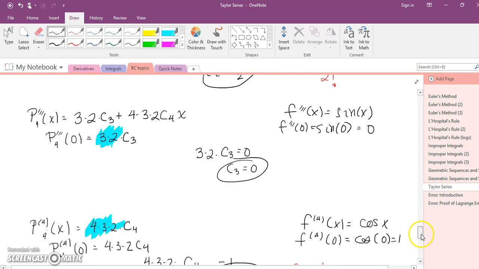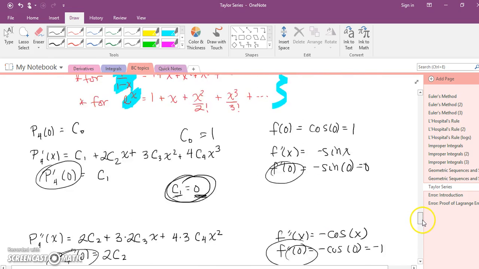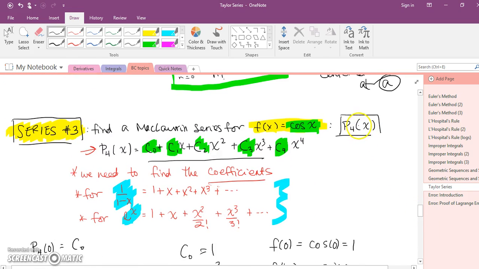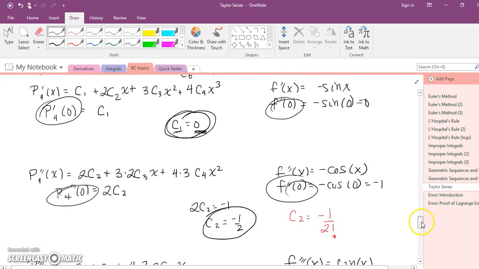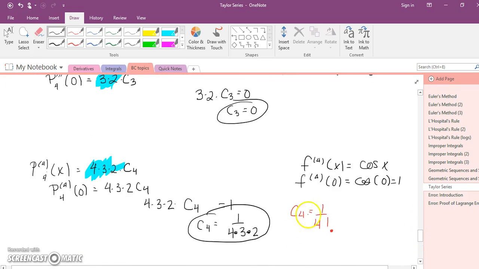And those values were equal to each other. The polynomial equaled the function up to the derivative that corresponded with how far you were going with the polynomial. So let's say you did p sub 4. That means you had to go up to the fourth derivative. So up to the fourth derivative, the function's value was equal to the polynomial value.